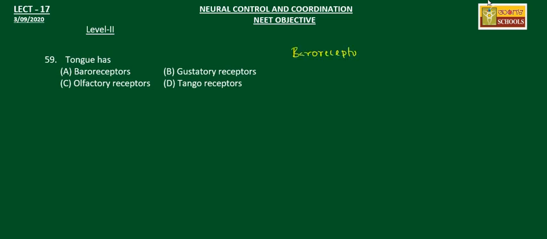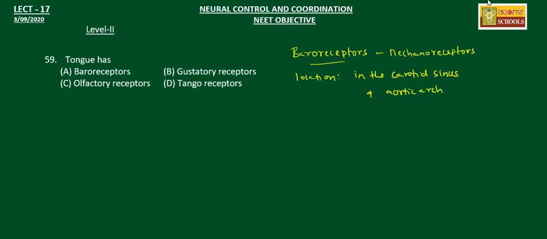Baroreceptors. So these baroreceptors are mechanoreceptors. And coming to the location, where they are present, they are located in the carotid sinus and aortic arch. And coming to function, the function is to sense changes in blood pressure.